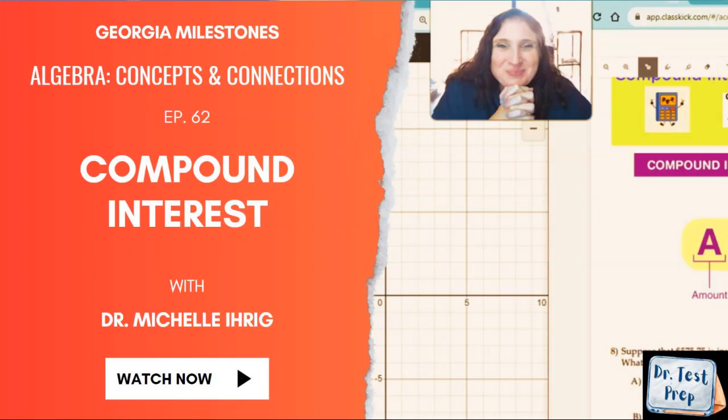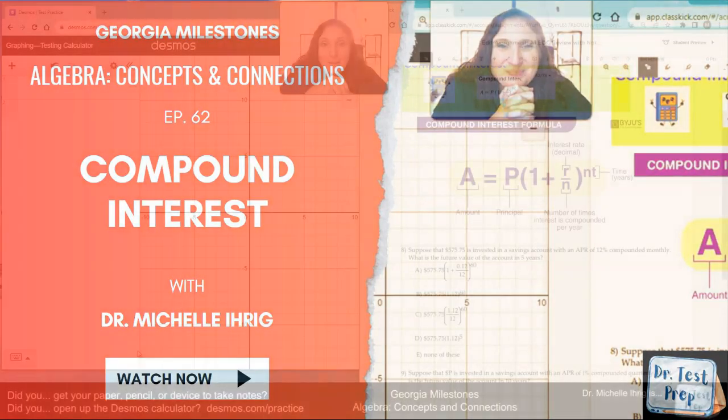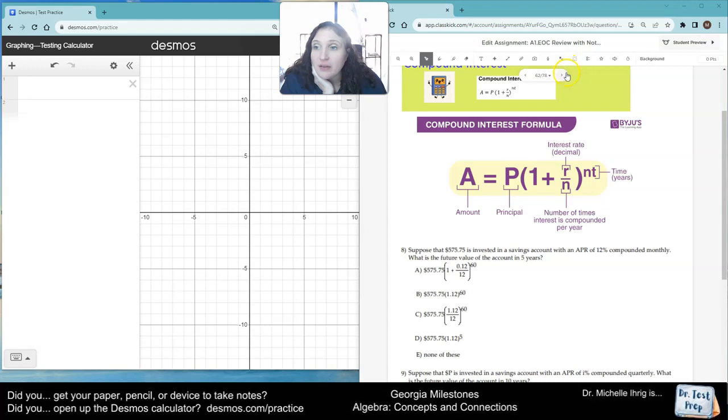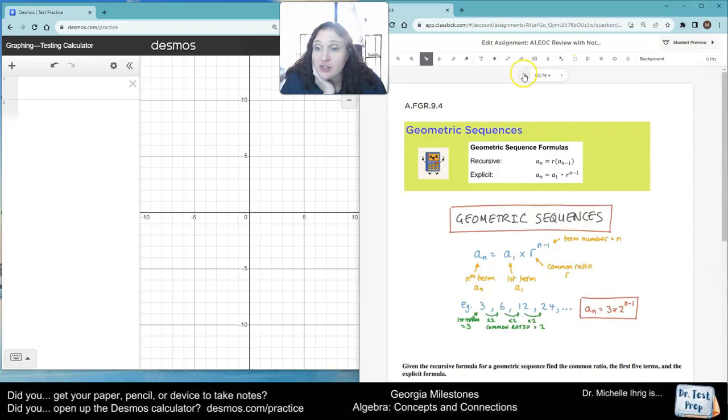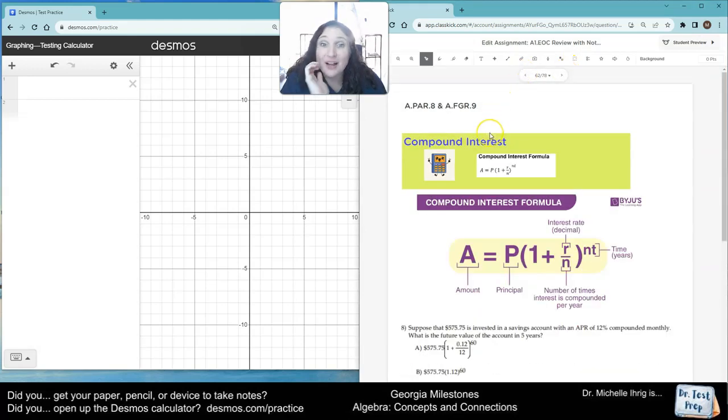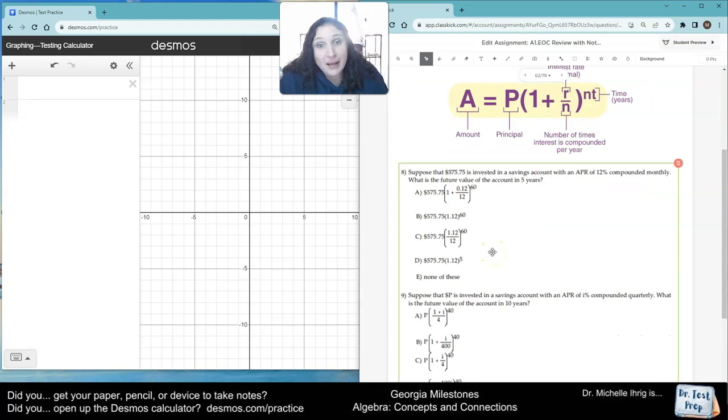All right, our next type of problems we're going to talk about are compound interest. Now, there is a compound interest formula on the formula sheet. However, when I went through the Georgia resources, I didn't see any compound interest questions. So we are going to talk about compound interest since it's on the formula sheet, and we'll see what happens.